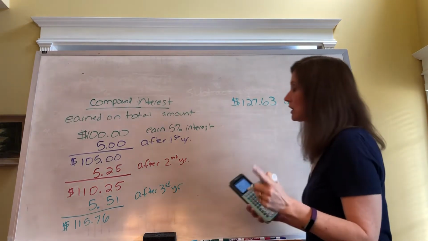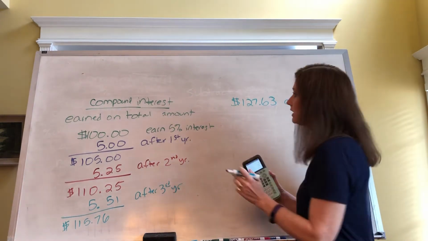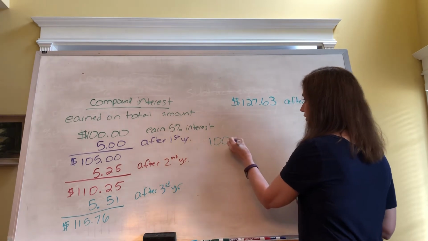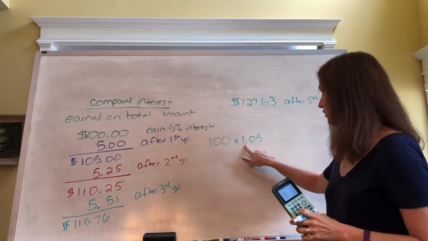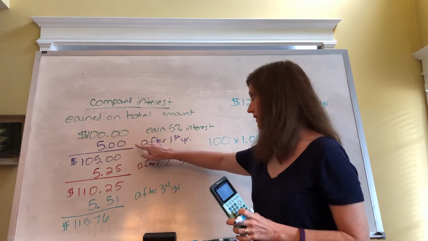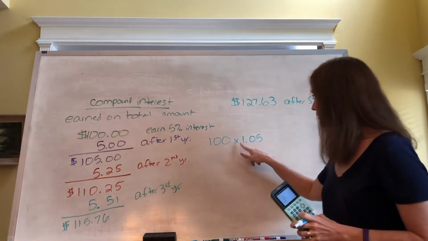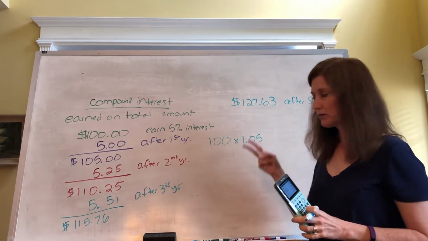So the shortcut on the calculator is that you take that amount and you put it in, so you'd have your 100, and if you multiply it by 1.05, this is skipping the step of finding the interest by multiplying by 0.05 and getting the $5 and then adding. Multiplying by 1.05 makes 2 steps 1 step.